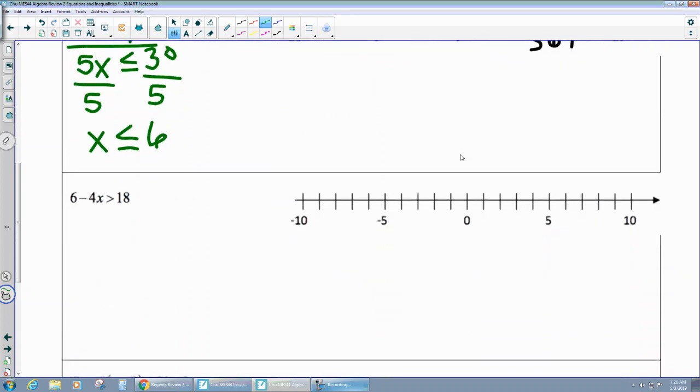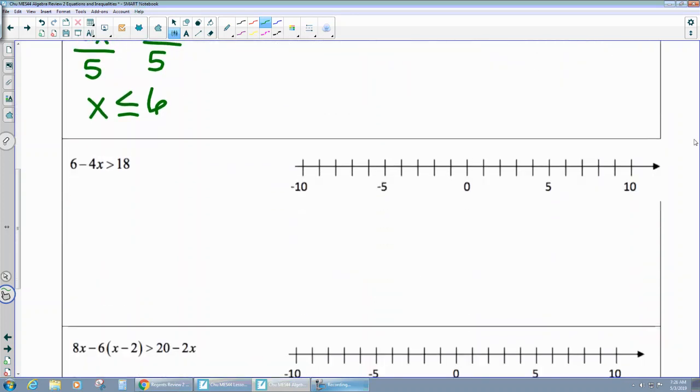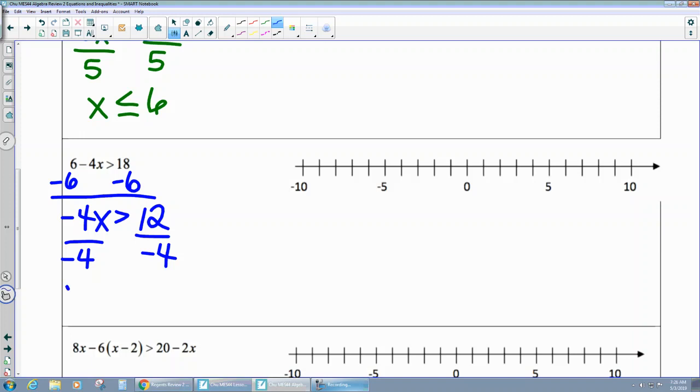Okay, see if you can complete this next problem by yourself before we go over it. You can pause the video if you're ready to go. Let's get to it. First, let's move the 6 over by subtracting 6 from both sides. I get negative 4x is greater than 12. Now to get x by itself, we're going to divide by negative 4. And here is our new rule. Since I am dividing by a negative, my inequality symbol must flip and now becomes less than. So x is less than negative 3.